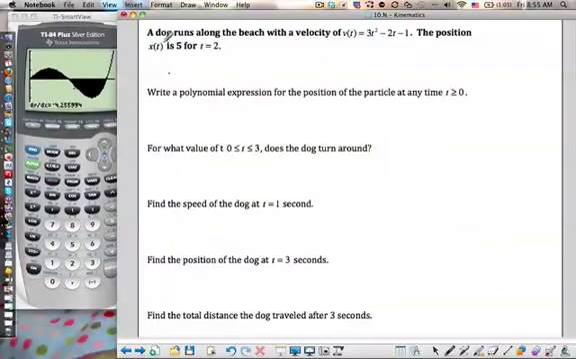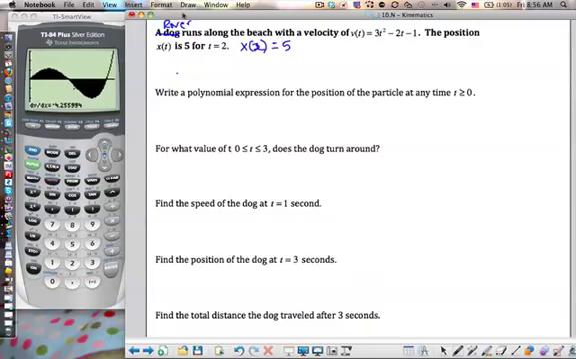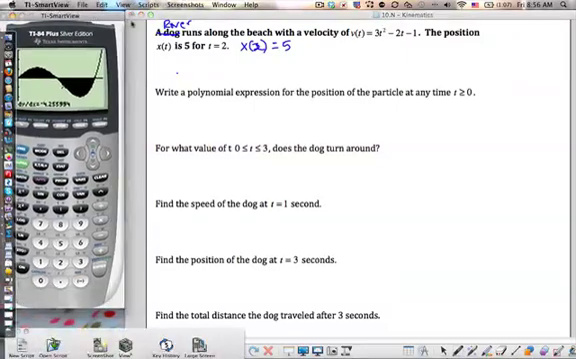All right, a dog. I hope it's Rover still. Rover may have gotten too tired, but let's just say Rover. Rover runs along the beach with a velocity of this quadratic function. The position is 5 for t equals 2. So we know that the position, so x of 2 is 5. Okay, so 2 seconds, he's 5 meters away. That's all it's saying.